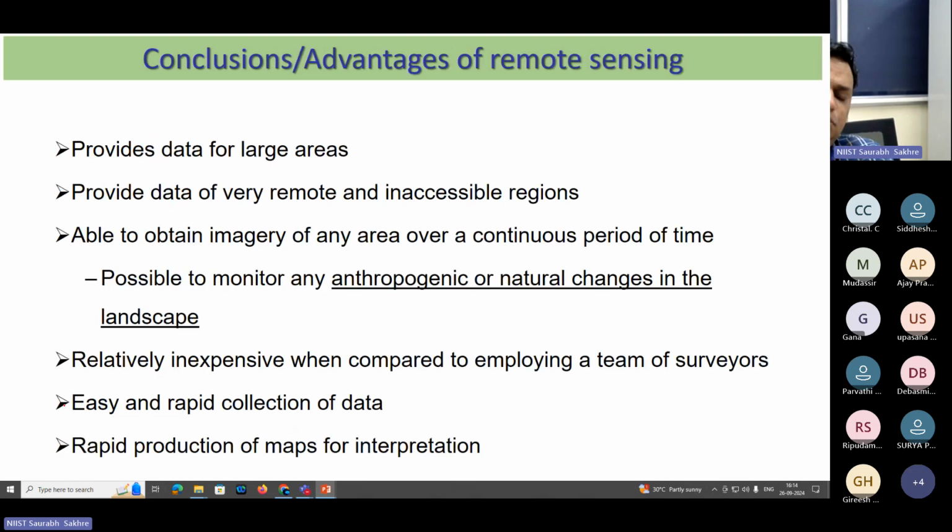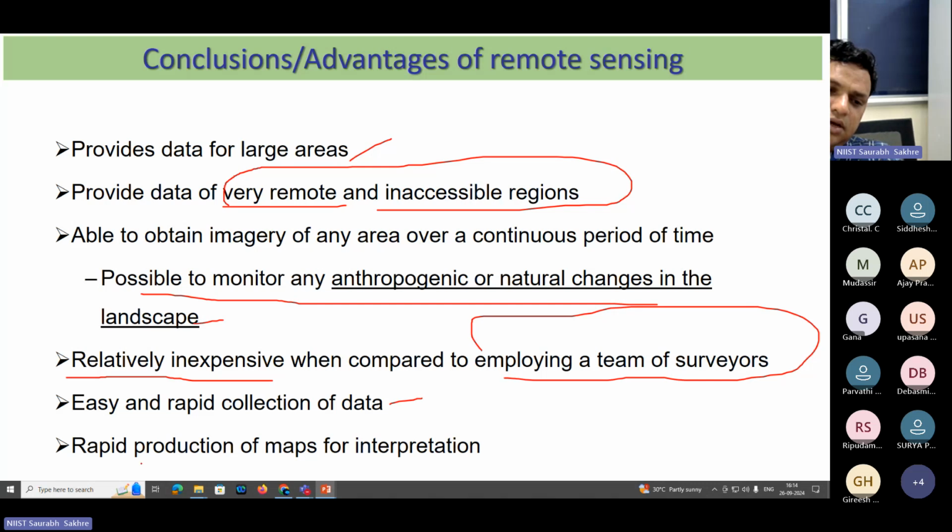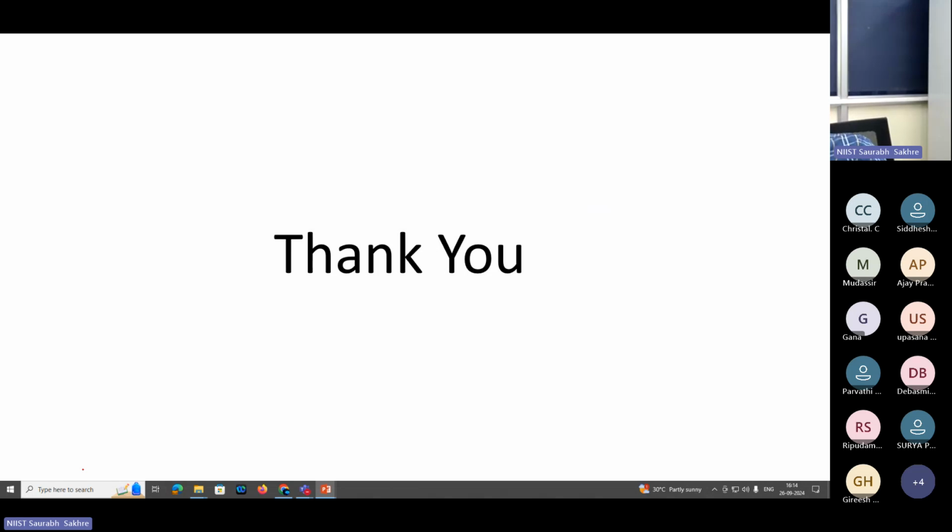And you see, if remote sensing was not there, I would not have done it. As I already showed you, and this time also I'm showing you, it provides data for large areas, and data of very remote and inaccessible areas where I cannot go. Also it is possible to monitor any anthropogenic or natural changes in the landscape because of the remote sensing satellite. And of course, it is relatively inexpensive when compared to employing a team of surveyors. Easy and rapid collection of data and rapid production of maps for interpretation. With this, the second case study also gets over.